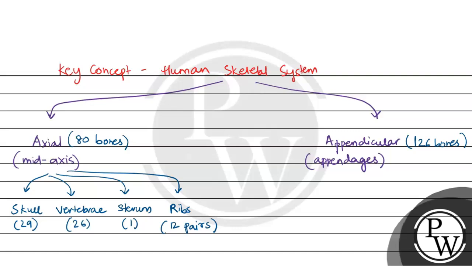Further, the appendicular skeleton is divided into two parts. One is the limbs. Limbs have a total of 120 bones. And second are the girdles. Girdles have a total of 6 bones.